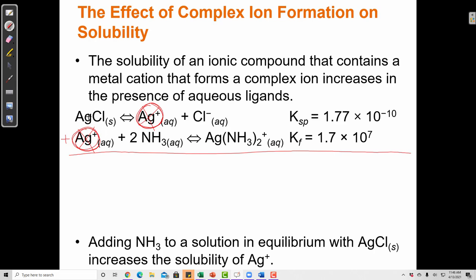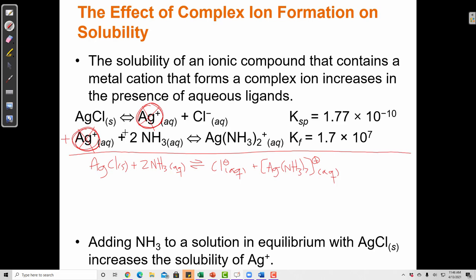I have a reactant, AgCl, solid. And I have another reactant, 2NH3, aqueous. And this is in equilibrium with Cl minus, right? Here's one of my products, and that's aqueous. And my other product is this complex ion, Ag(NH3)2+, which is also aqueous.